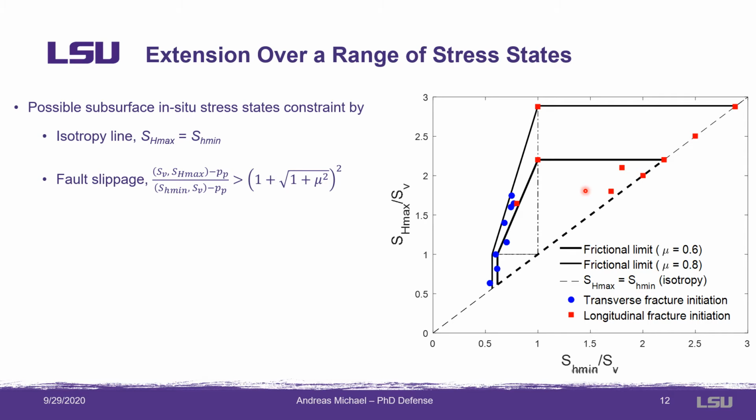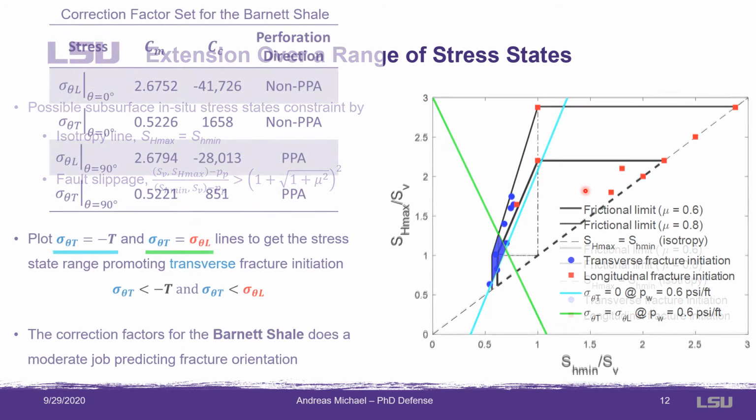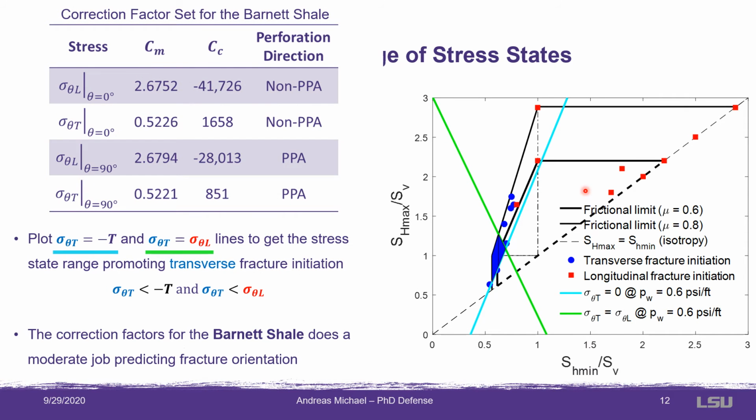Then I superpose the lines that comprise the orientation criterion at this wellbore pressure: the cyan line for the stress states for which the transverse fracturing stress is equal to 0, assuming that the rock's tensile strength is 0, and the green line for the stress states for which the transverse and longitudinal fracturing stresses are equal. Both lines are corrected using the correction factor set that was developed for the Barnett Shale, as shown here.